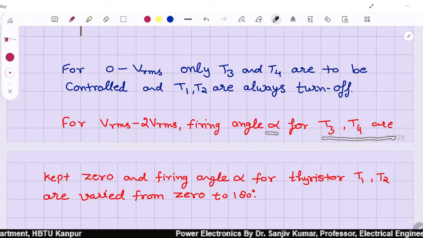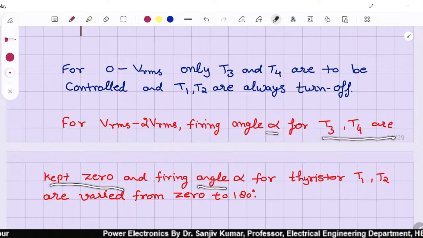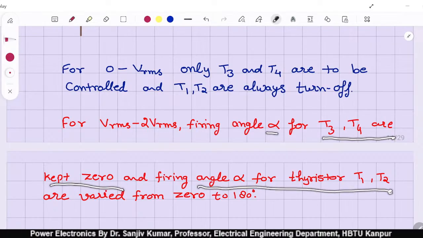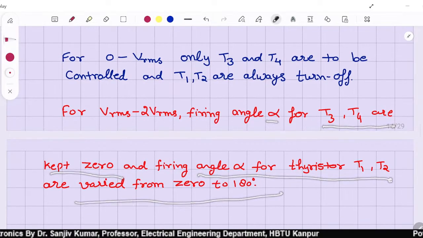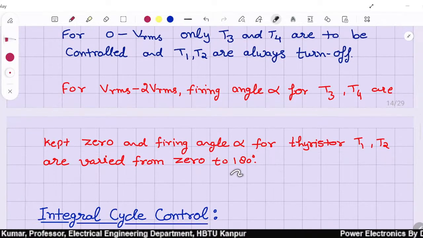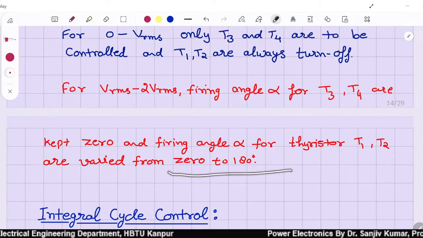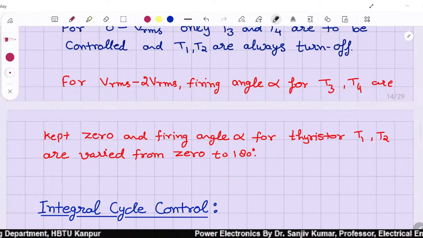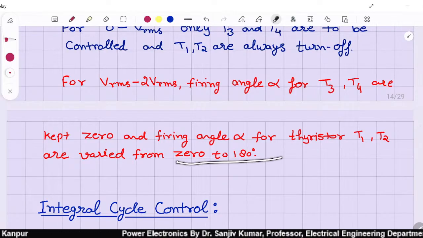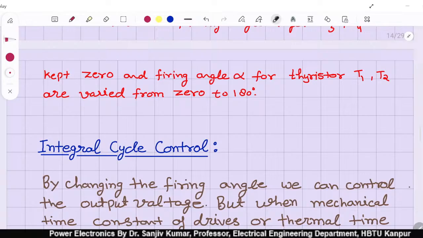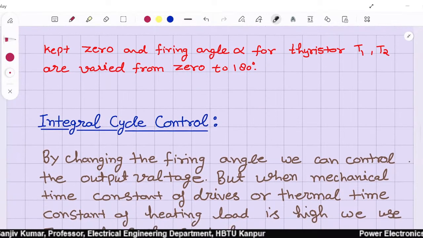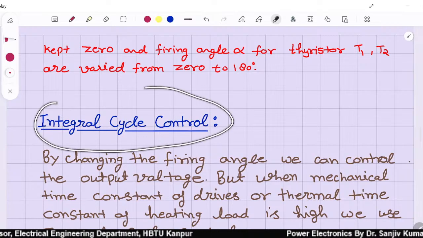T3, T4 are kept 0, and firing angle alpha for thyristor T1, T2 are varied from 0 to 180 degrees. Right? This needs to be very clear. This is the case. Now the second article which we should study, that is the integral cycle control.